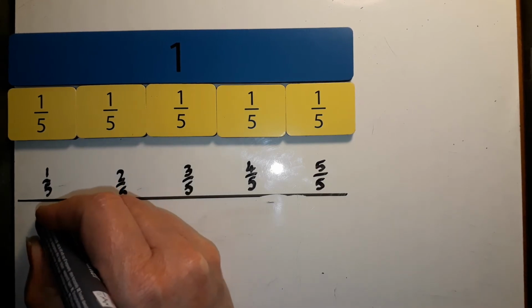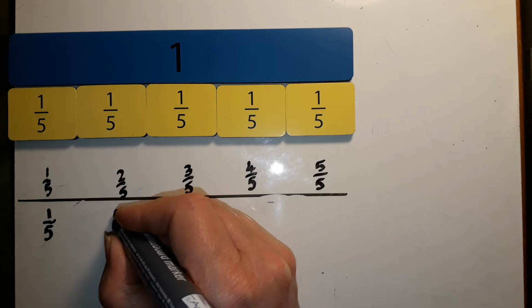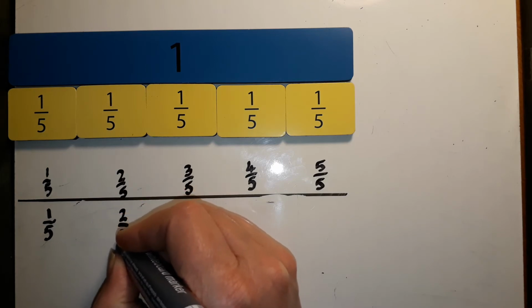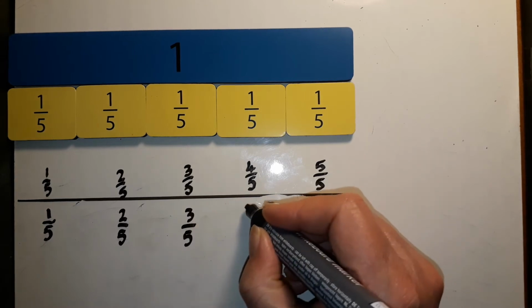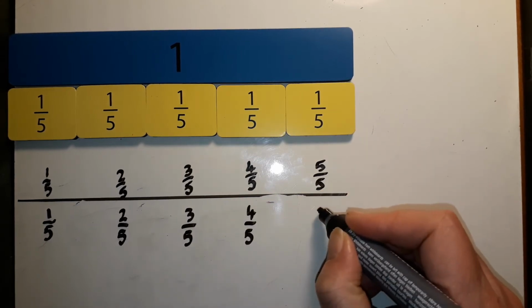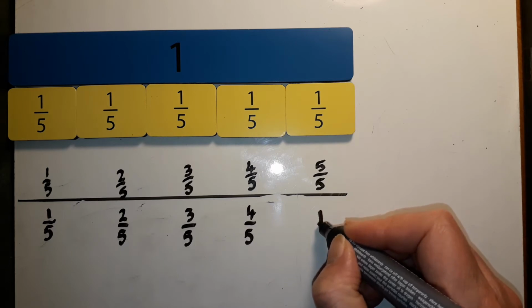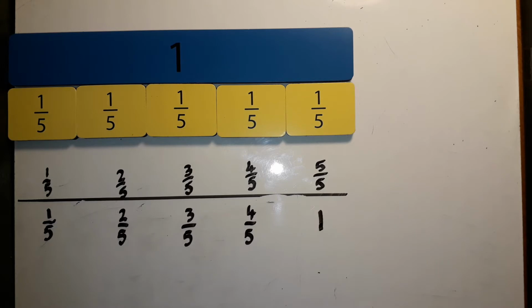Okay, so when we're doing mixed numbers, the fractions just start the same, until you get to the whole one, where instead of writing 5 fifths, you write 1 whole. Okay.